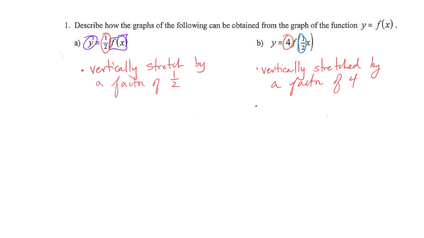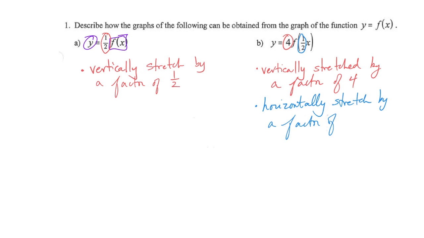We interpret the 1/2 and we notice that the 1/2 is on the inside. That 1/2 is being multiplied by x, so we are affecting the x values. X values run horizontal. We know that we have a horizontal stretch. So our graph has been horizontally stretched by a factor of, and my guess would be our mistake in this problem is going to be to write by a factor of 1/2.